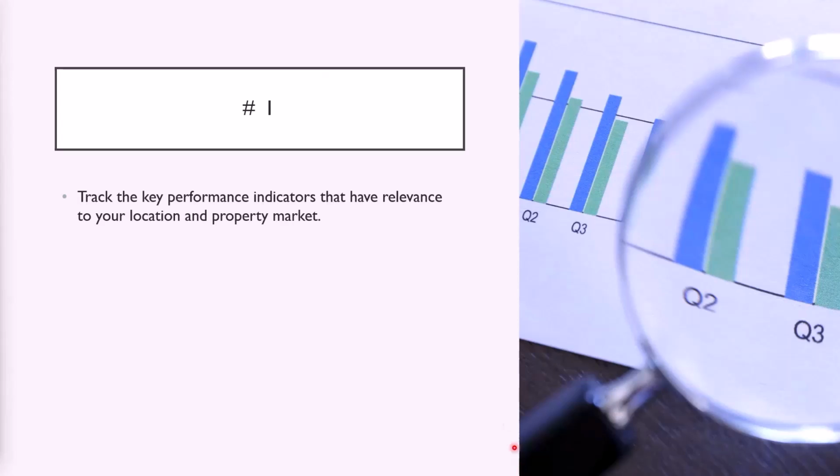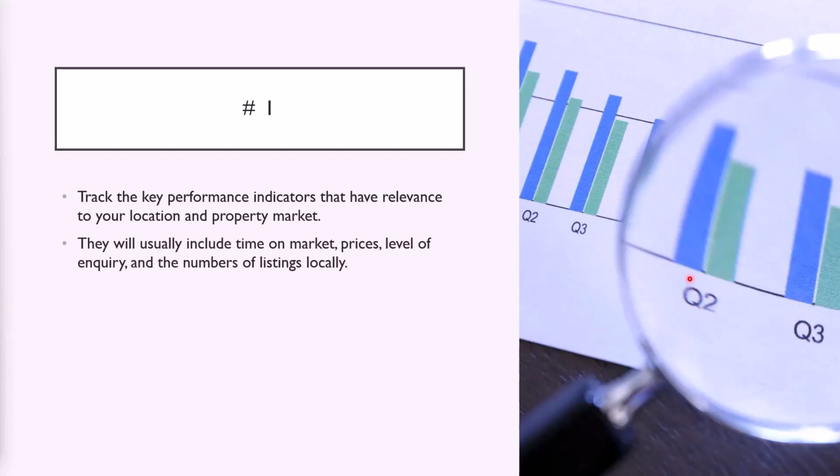Number 1, track the key performance indicators that have relevance to your location and your property market. So what would those performance indicators be? I'll give you a few here and you can see how they would work for you. Now, time on market, prices, level of inquiry, and the numbers of listings locally. Pretty simple, aren't they?